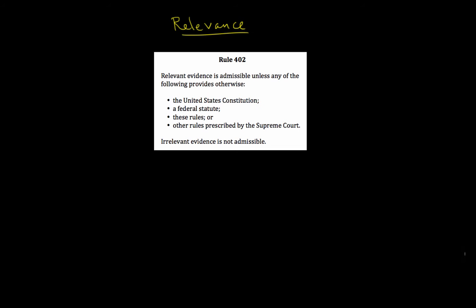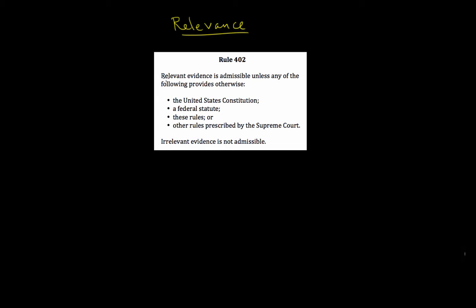To determine whether evidence is admissible, the first thing we have to understand is the concept of relevance. Relevance is the first gateway to admissibility. And here's what Federal Rule of Evidence 402 says about relevant and irrelevant evidence.